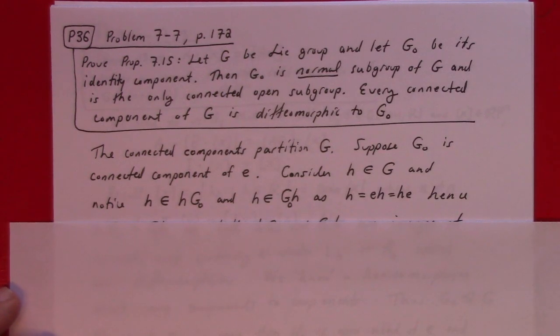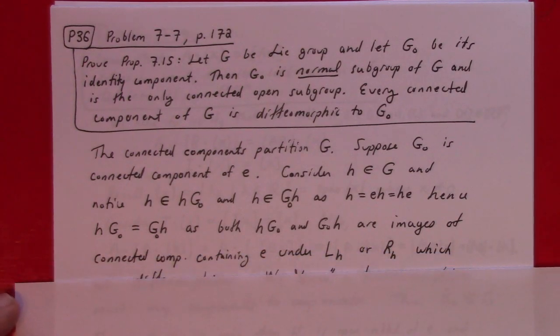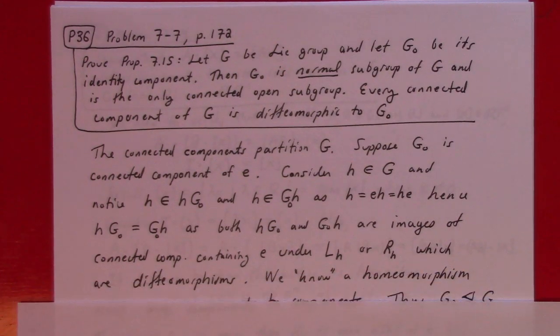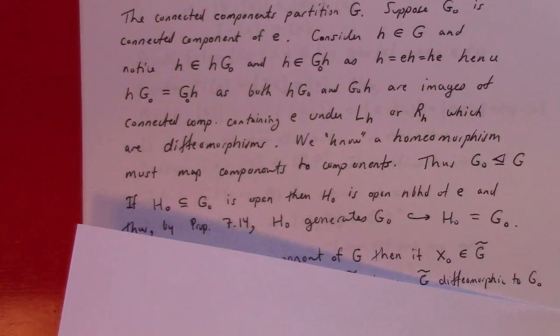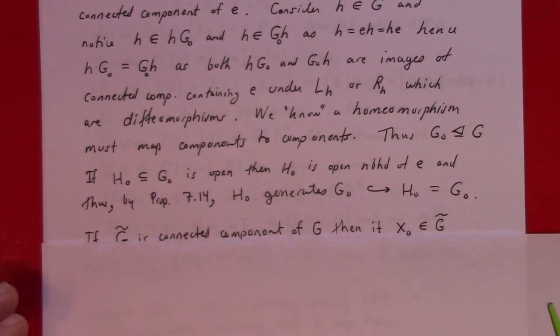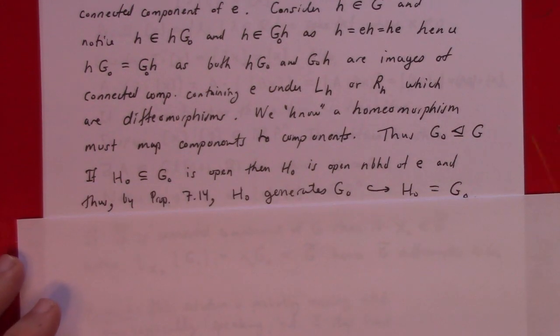And hence h is in both, but the thing is, the left and the right cosets are both images of the connected component containing the identity under the diffeomorphisms L_h and R_h, and we know that the homeomorphism, and we quote unquote know from topology, must map components to components. Thus, it follows that G naught is a normal subgroup of G, which is half of what we're trying to prove.